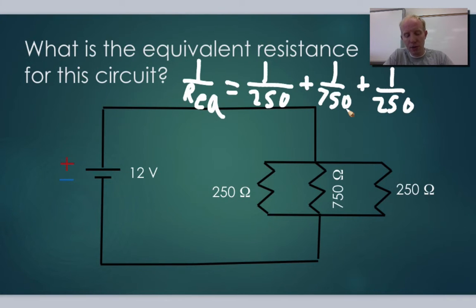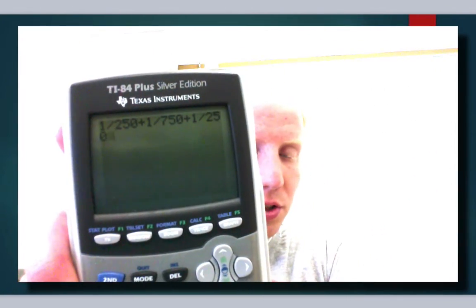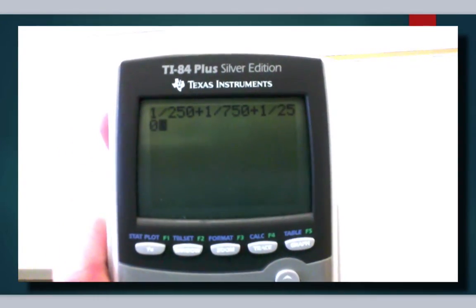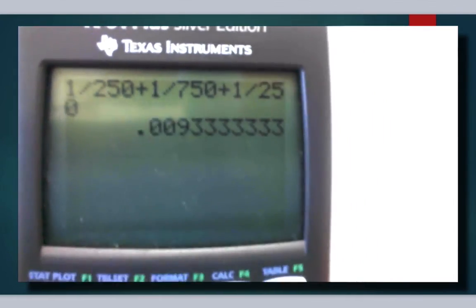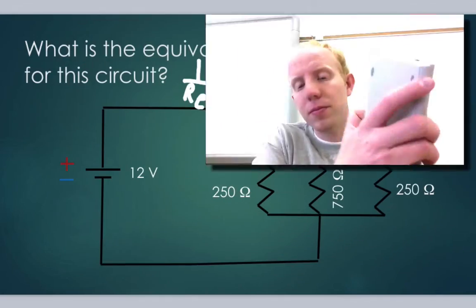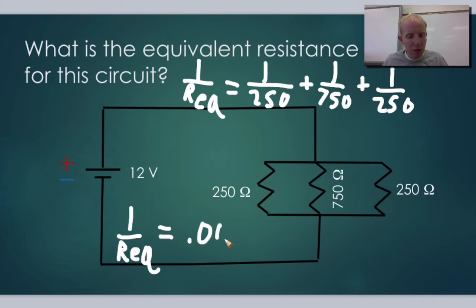First of all, I'm just going to do 1 over 250 plus 1 over 750 plus 1 over 250 in my calculator like this. Just add them as straight fractions, and then you should be able to get a decimal value like this. So as a decimal, 1 over Req equals 0.00933.